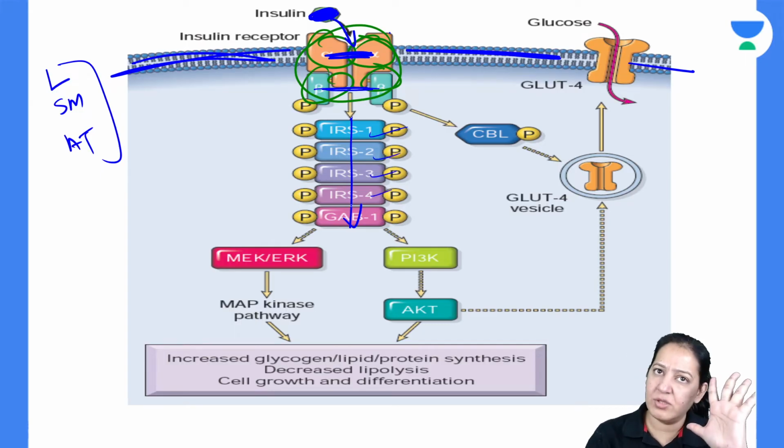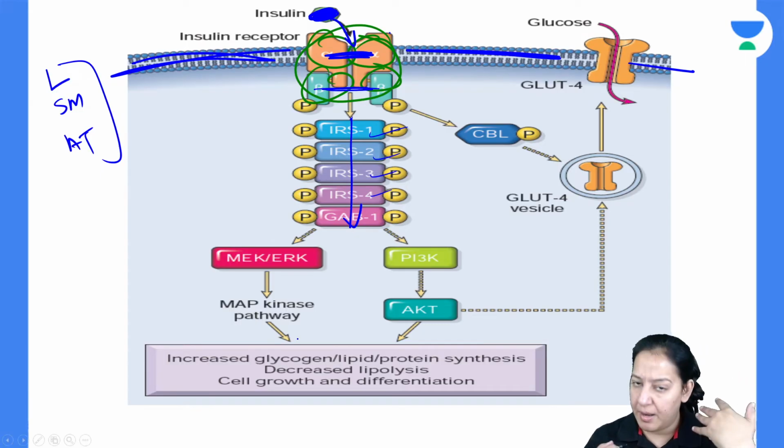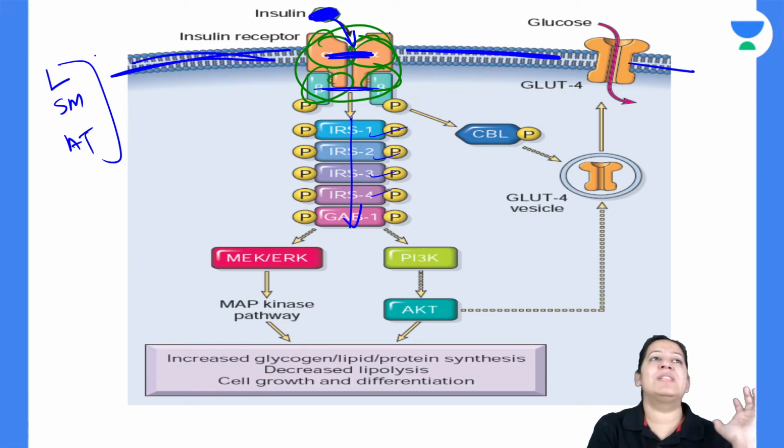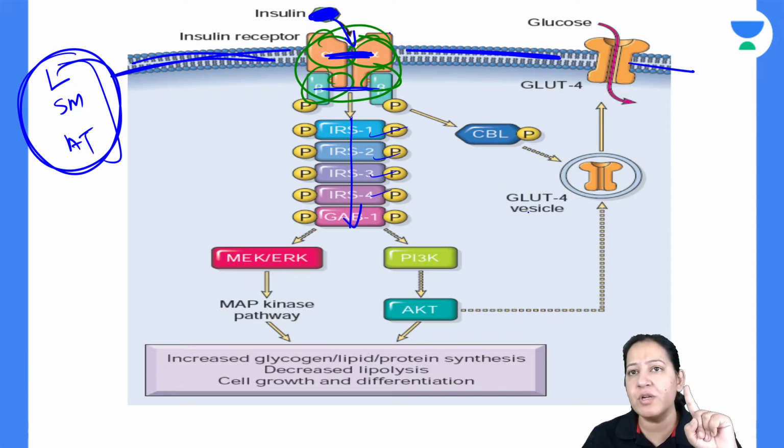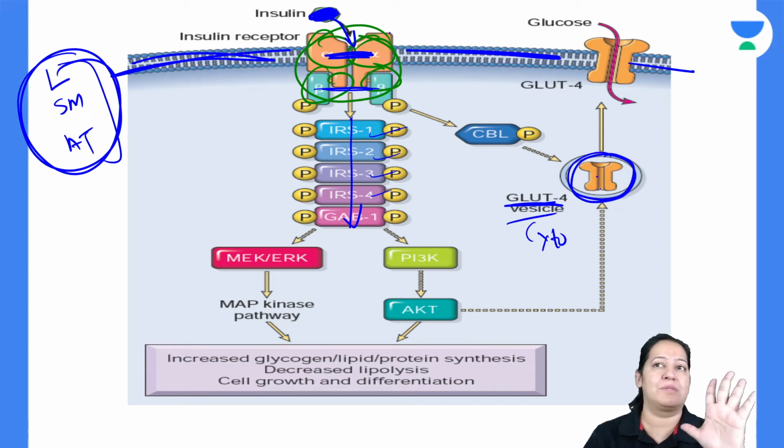And ultimately, because of the stimulation of all these various cascades, various pathways, in the cytoplasm of these three target cells, there is a transporter. The name of the transporter is GLUT4. GLUT4 is present in the cytoplasm inside a vesicle. Can you see, this is a vesicle inside which GLUT4 is present.